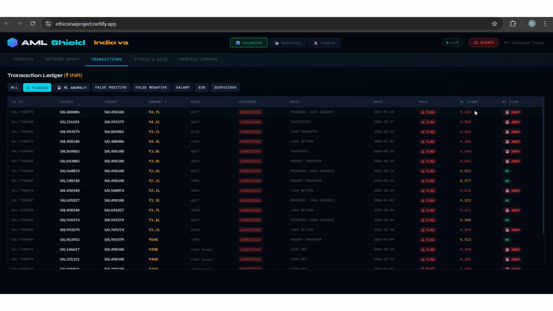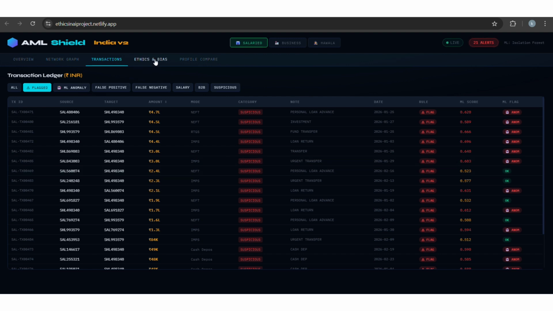A green score below the 0.45 indicates disagreement. This transaction was flagged by rules but considered statistically normal by the ML model. These are the false positive candidates requiring manual review.